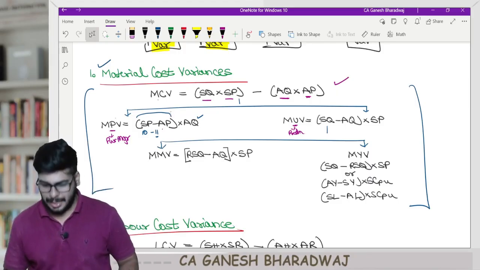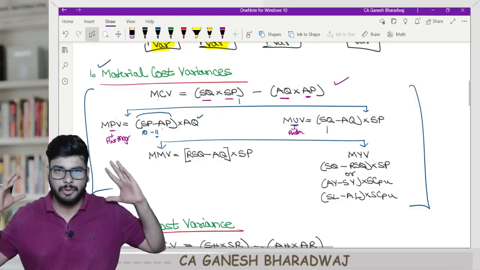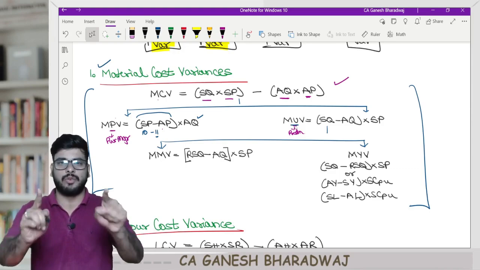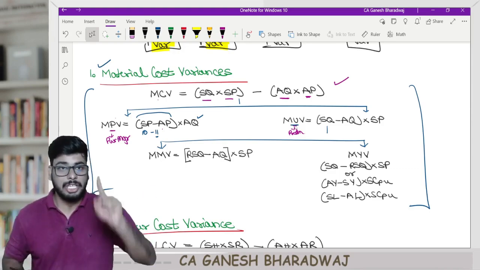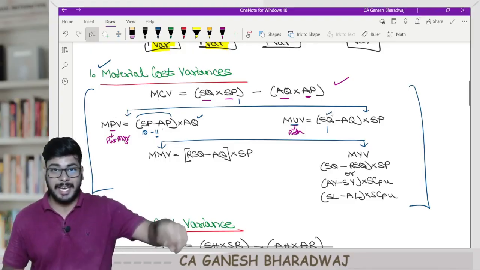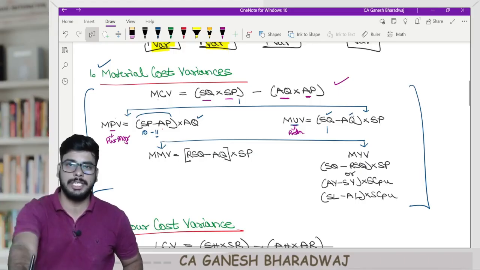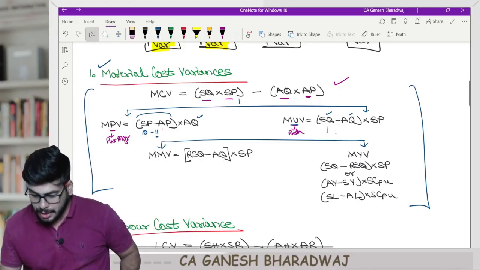Now moving on to the other side, material usage variance. In this case, who is the person that we're talking about? Whose responsibility are we talking about? The production manager. What is he responsible for? He is responsible for consuming the raw material. So standard quantity, that is the kgs of raw material he should have consumed, minus actual quantity, the kgs of raw material that he has actually consumed. Clear with this, guys? Into what? Now this is in kgs.